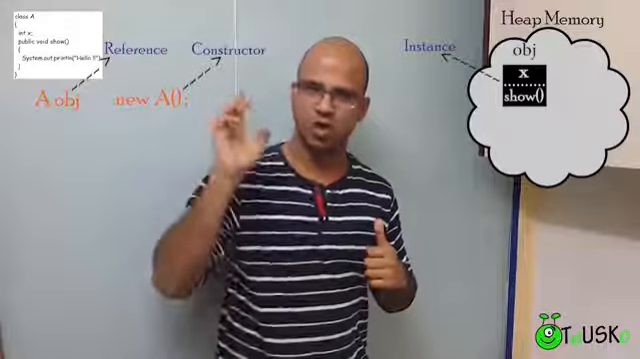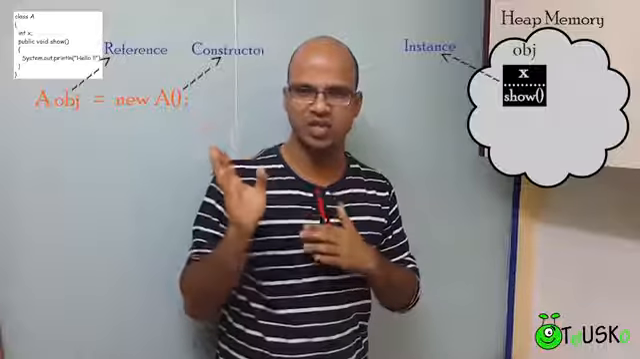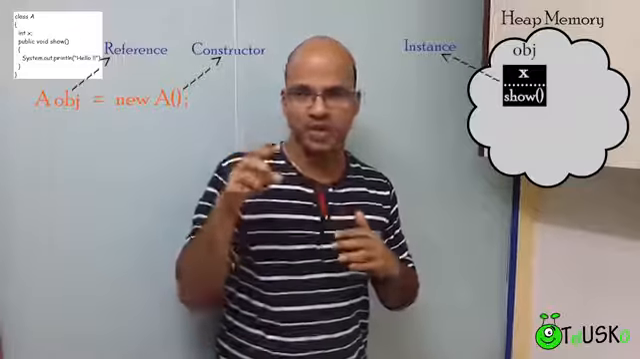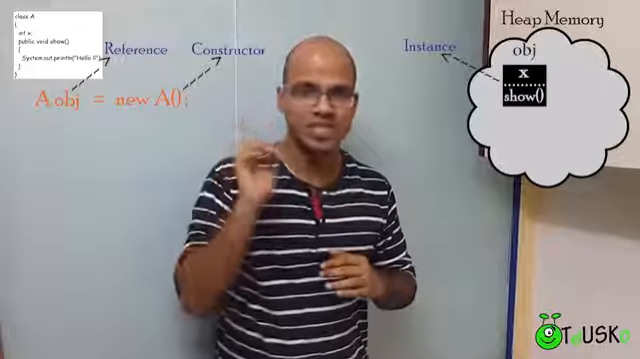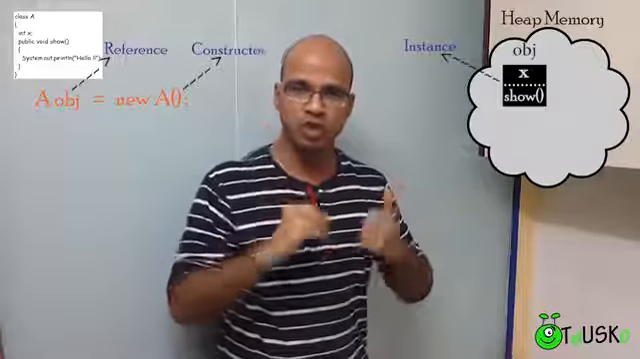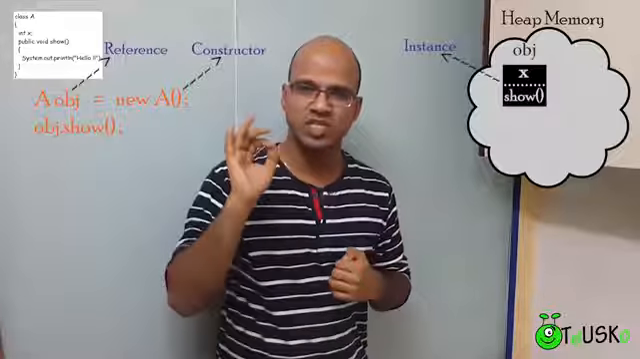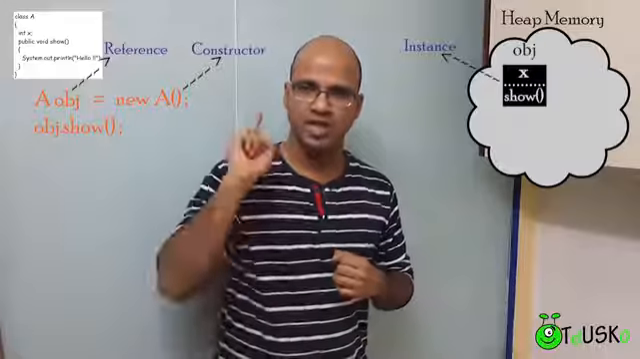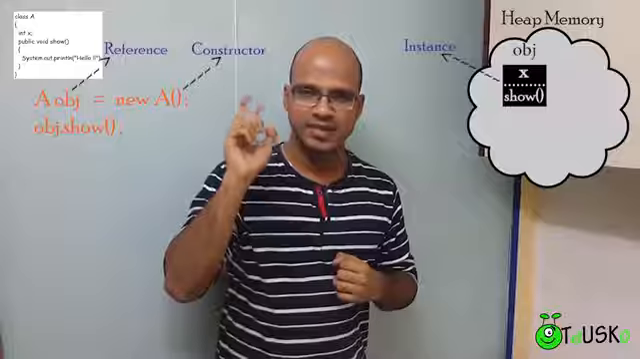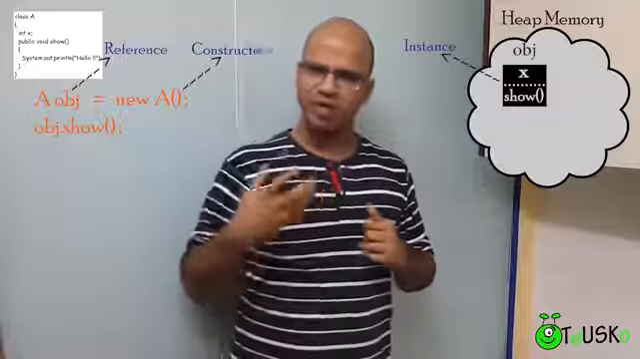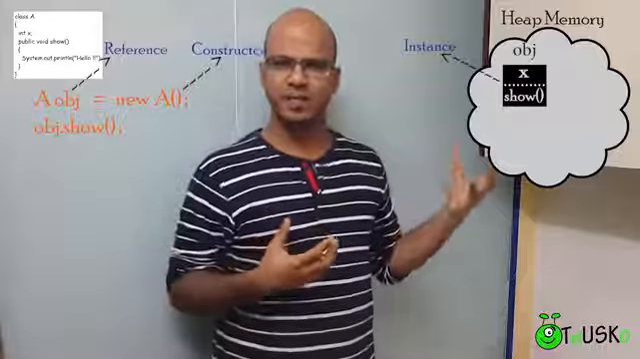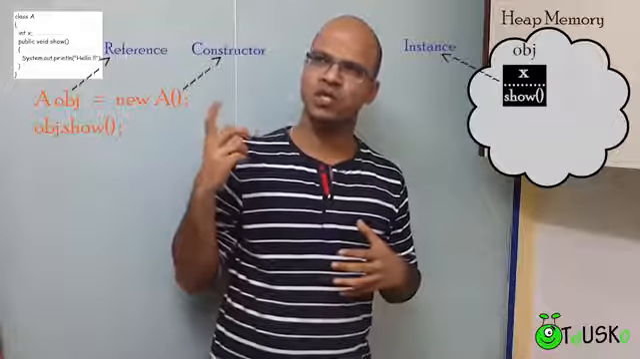So that's how we say A obj equal to new A(). That's how you create an object. So new A() is the object, and obj is a reference. In order to call show, we have to use obj.show, because this obj here is directly linked with that object. Now the question arises: we get the object inside the heap memory, but where is your obj?